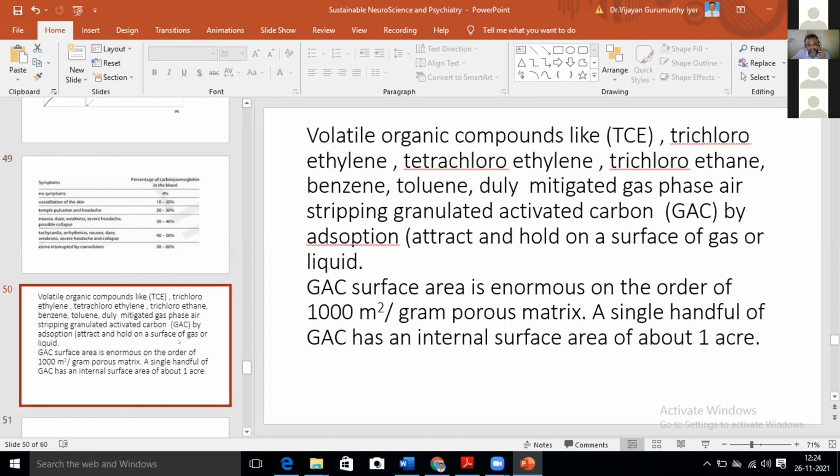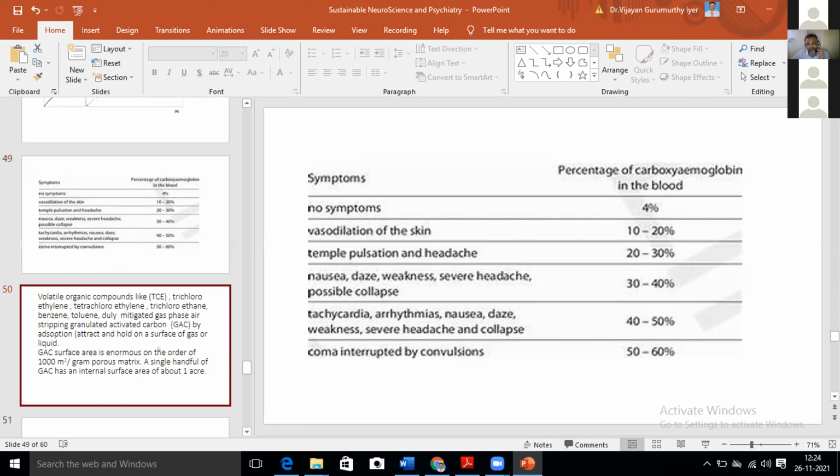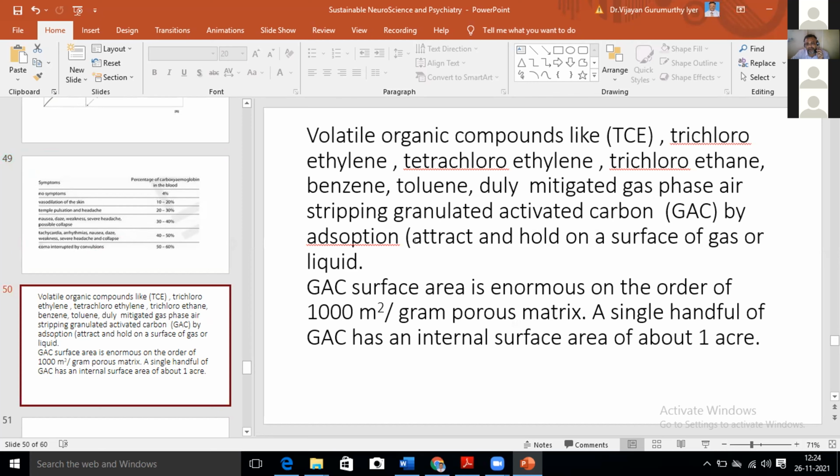So this is the volatile organic compounds. The same as CO poisoning, there is VOC poisoning. It is called volatile organic compounds, for example carbon tetrachloride, or trichloro and trifluoroethylene compounds. Poisoning takes place, and the brain also has such a porous matrix.